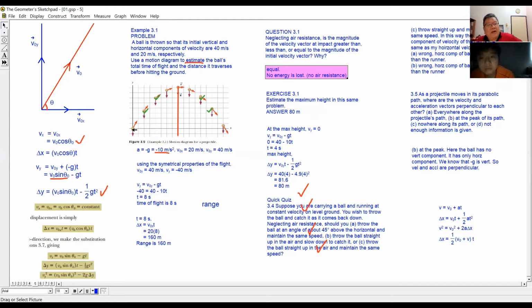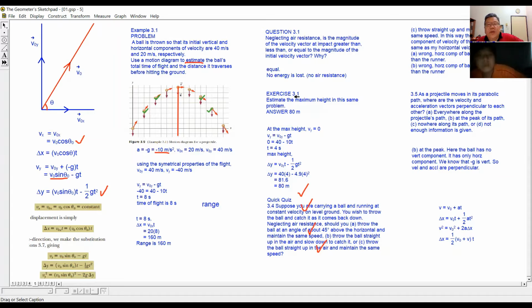So if there's no air resistance, the magnitude of the velocity here and the magnitude of the velocity here should be the same. There's no loss in energy. That's why it should be the same.